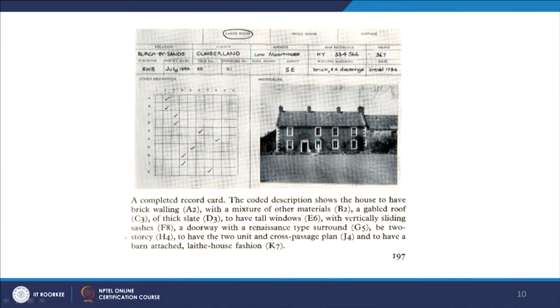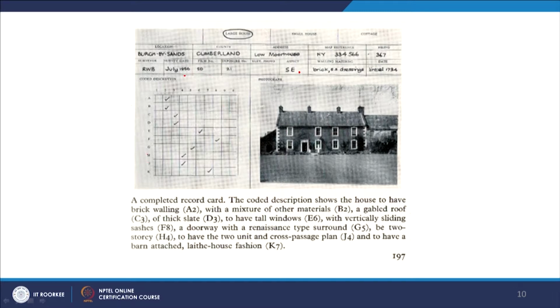And then what you can do is develop a small record card, which could be 8.5 inches by 12 inches or some small card. And then what you can see here is the location and the county, which is Cumberland, and the address, Lowmoor House, and the map reference, which is with a code. And like that you have the surveyor and the date.